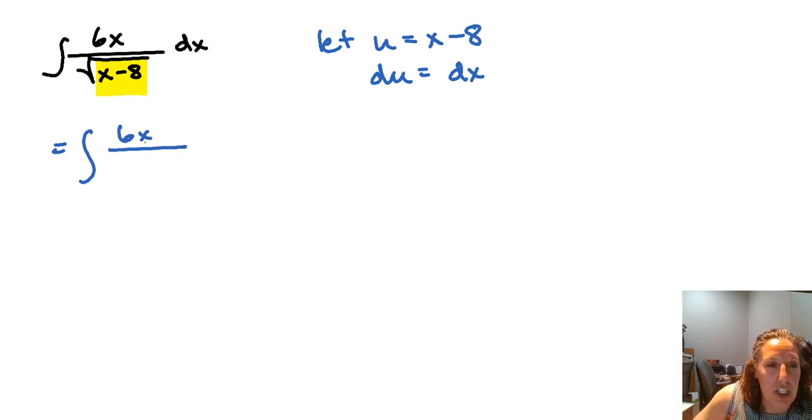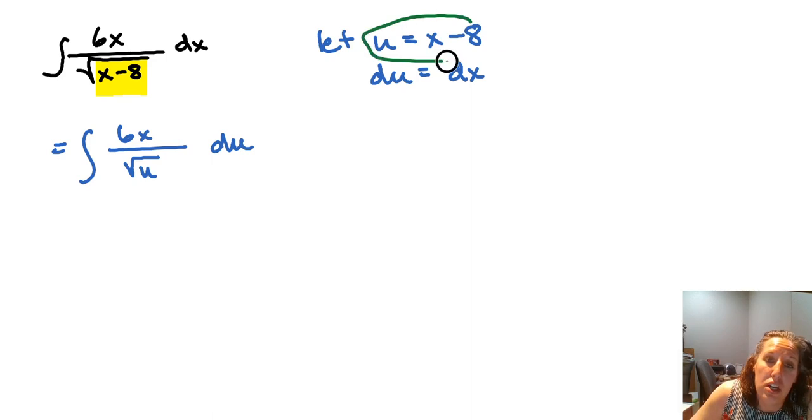And when we substitute back in, we're going to be left with 6x in the numerator. We haven't done anything with that just yet. In the denominator, we're going to get the square root of u. And then our dx is equal to du. Now, this is a little bit different than the other examples we've looked at because the x that's left here isn't canceling out. And so what we need to do is we need to substitute in again.